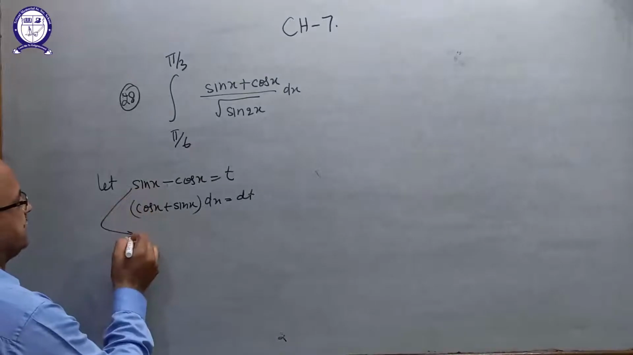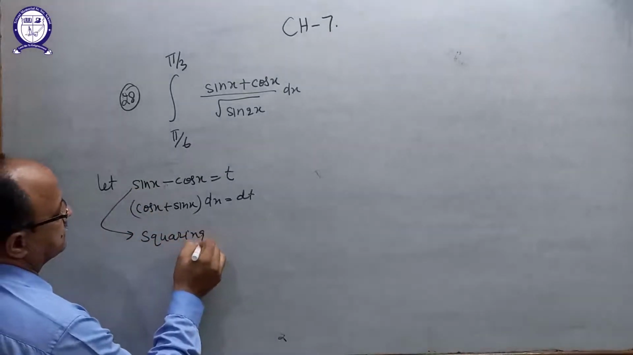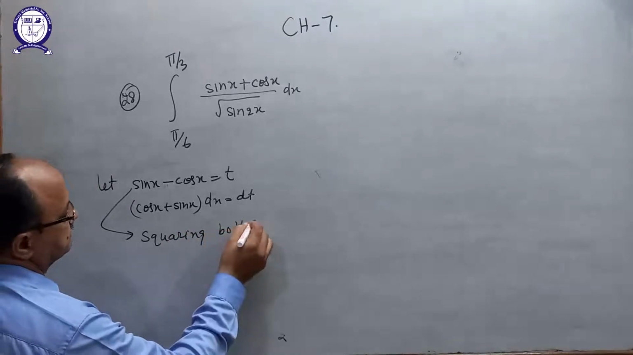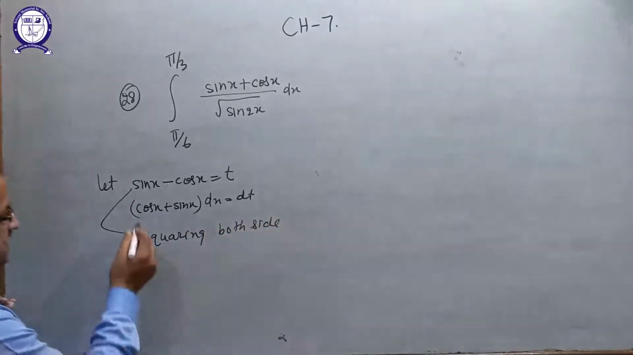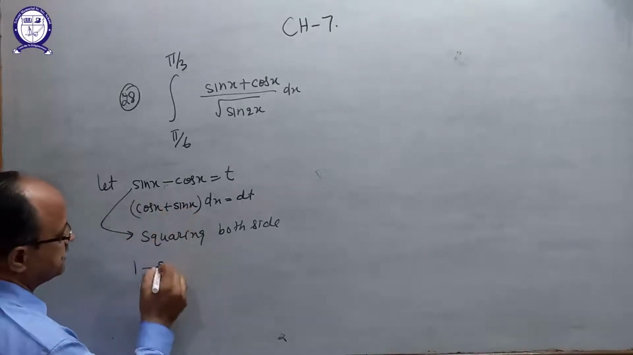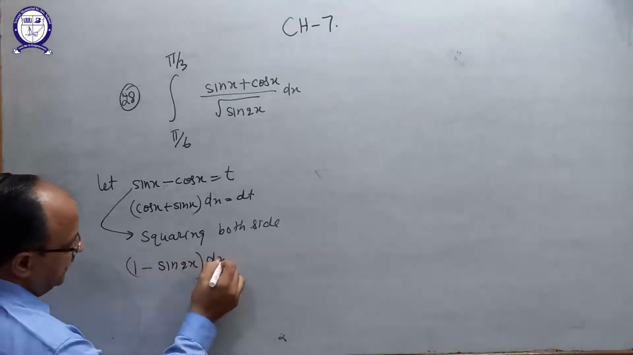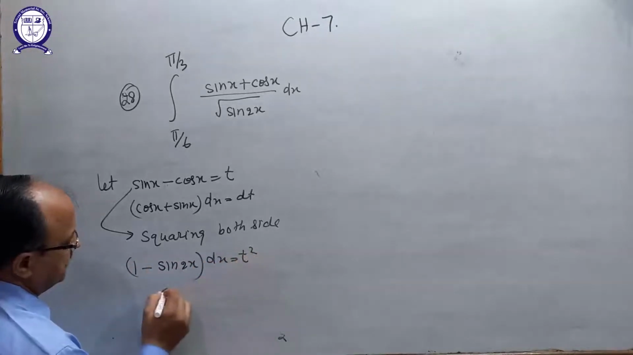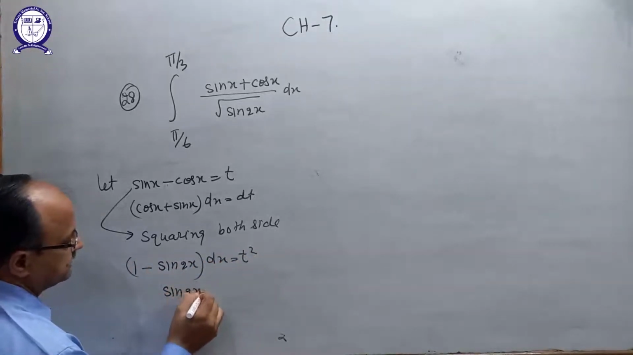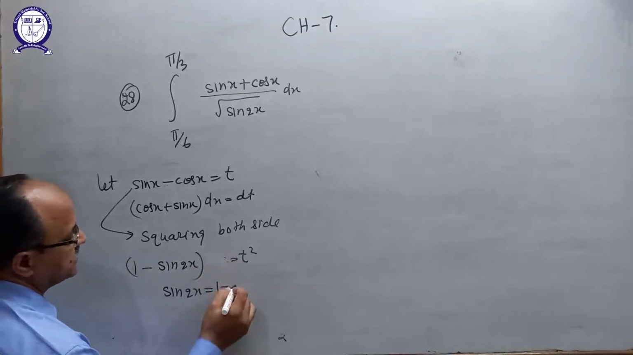Now squaring both sides. Sin square x plus cos square x, 1 minus 2 sin x cos x, that is sin 2x. So (cos x minus sin x) square dx is equal to t square. So what is the value of sin 2x here? 1 minus t square.